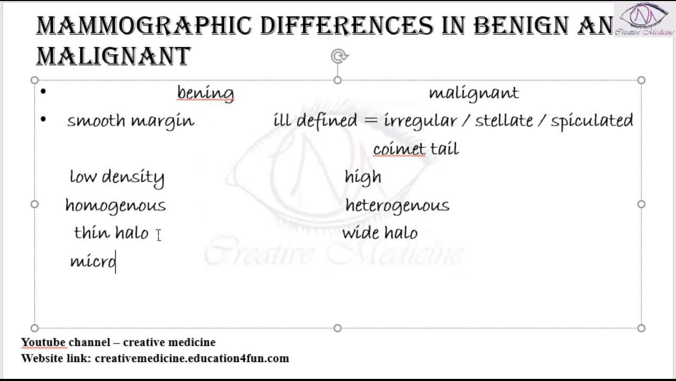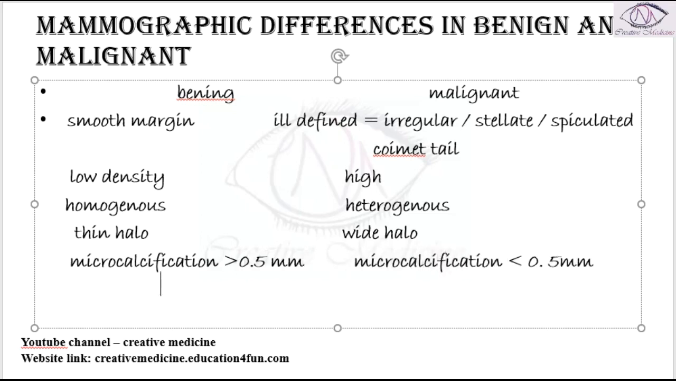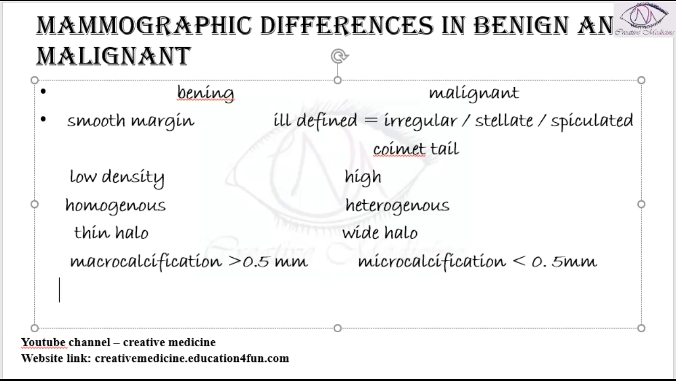In benign tumors, we see macrocalcifications, which have a diameter of more than 0.5 millimeters, whereas in malignant tumors, there are microcalcifications of diameter less than 0.5 millimeters. In benign, you see macrocalcifications, whereas in malignant, we see microcalcifications.